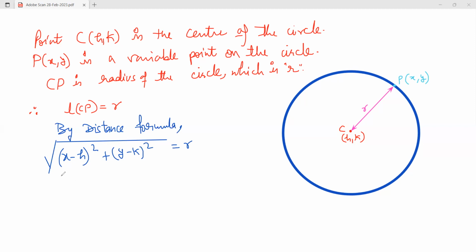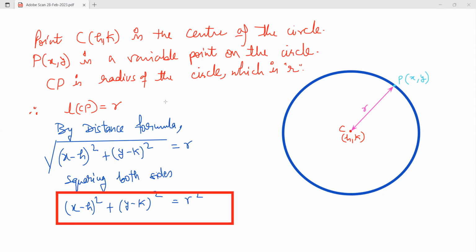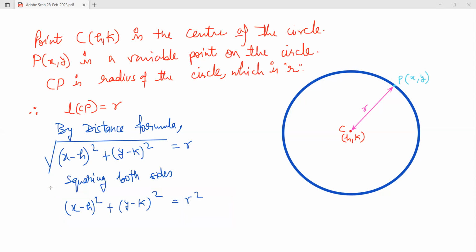Now what will I do? Squaring both sides. When you square both sides, what do you get? You get x minus h squared plus y minus k squared is equal to R squared. And please understand, students, this is important. You know what it is? It is the equation of a circle.